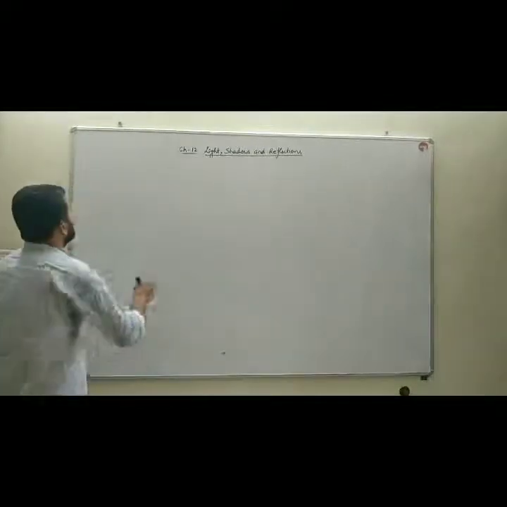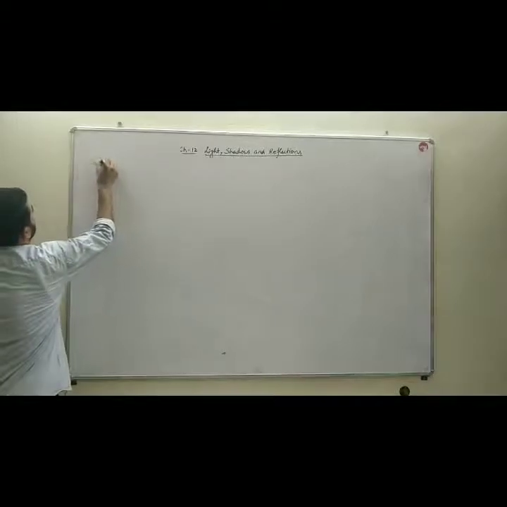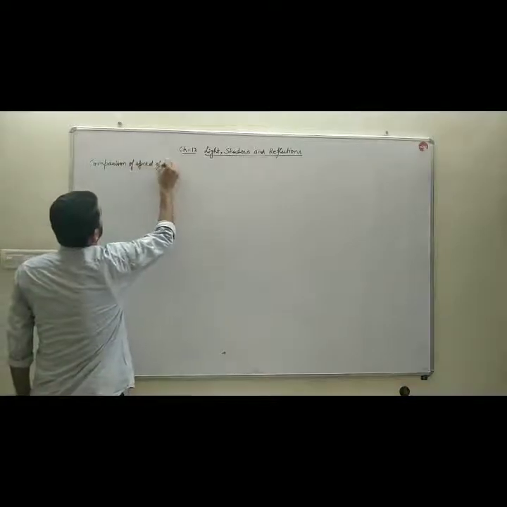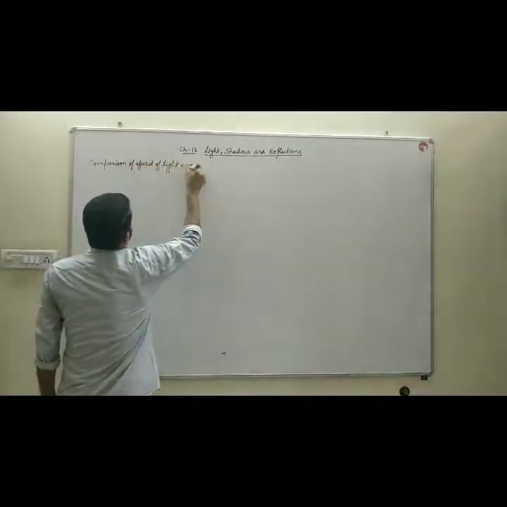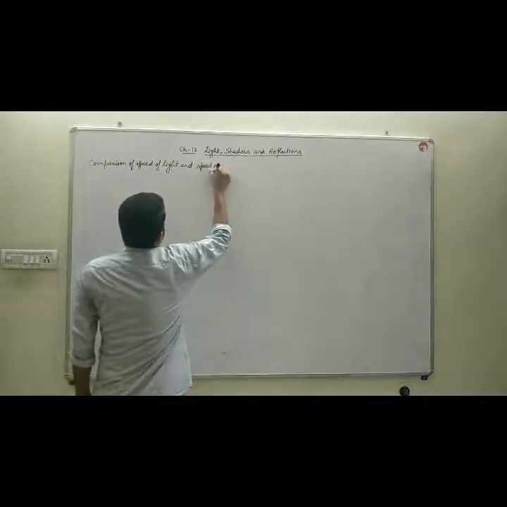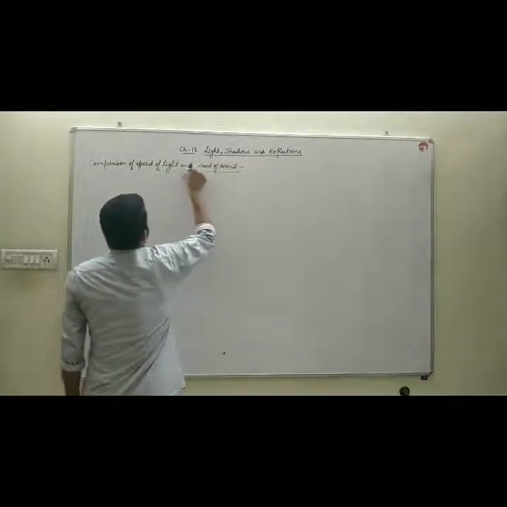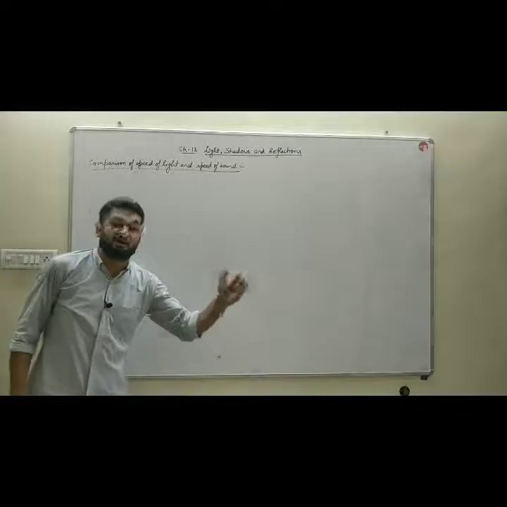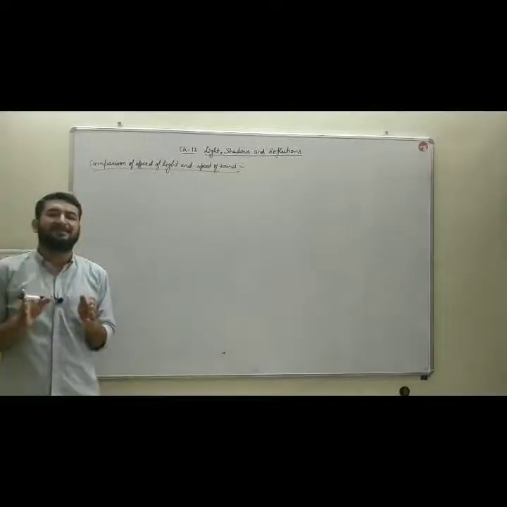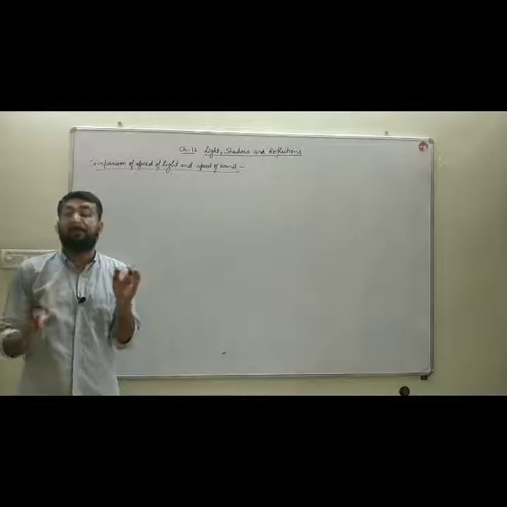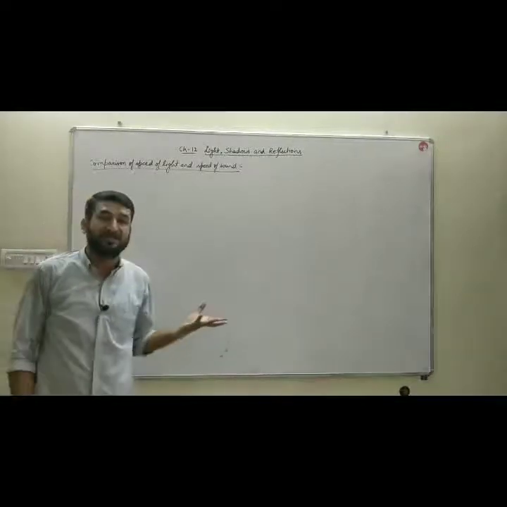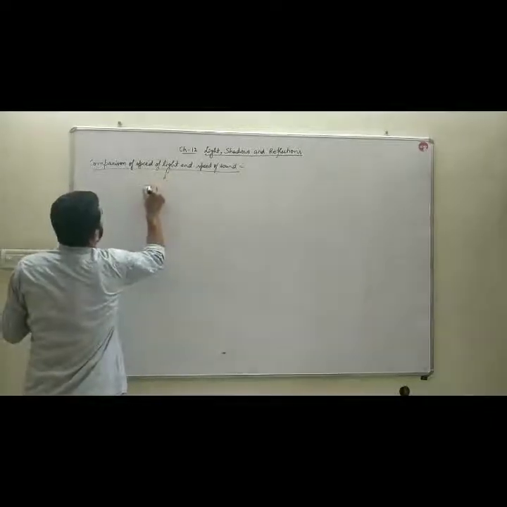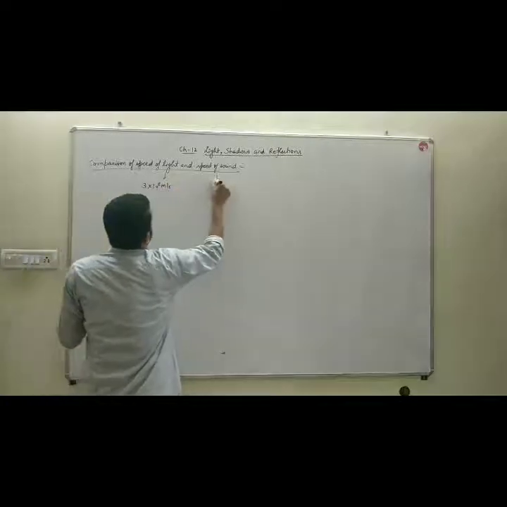Next we have this. The comparison of speed of light and speed of sound. There is one question related to this comparison, bache, in your book, and that question is why we see the lightning first and then hear the thunder later on. During a rainy day, thunder and lightning strike at the same time, but we see the lightning first and then hear the thunder later on, because the speed of light is quite high as compared to the speed of sound.